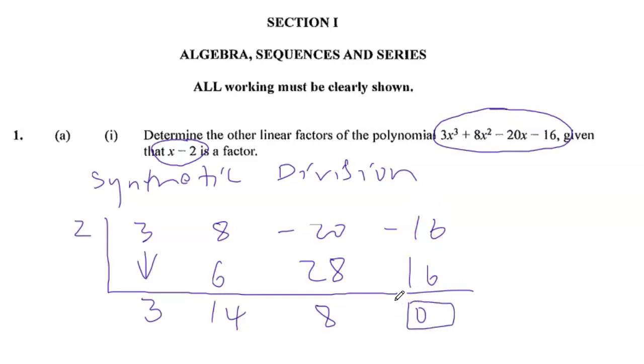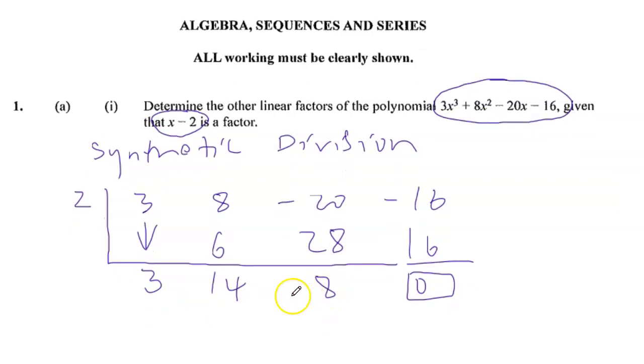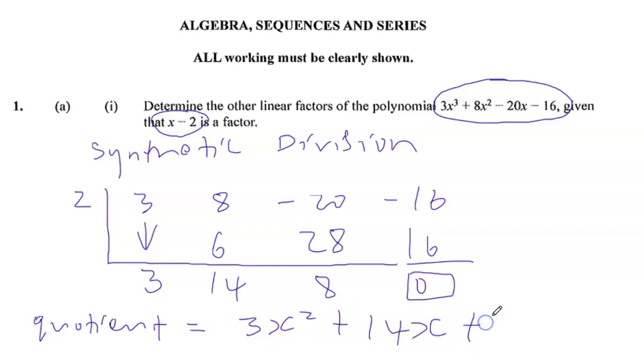The final value represents the remainder, and we expect it to be 0 since x minus 2 is a factor. The remaining values represent the coefficients of the quadratic quotient. So the quotient is 3x squared plus 14x plus 8. But this is a quadratic factor, so we need to factorize this to get the other factors.